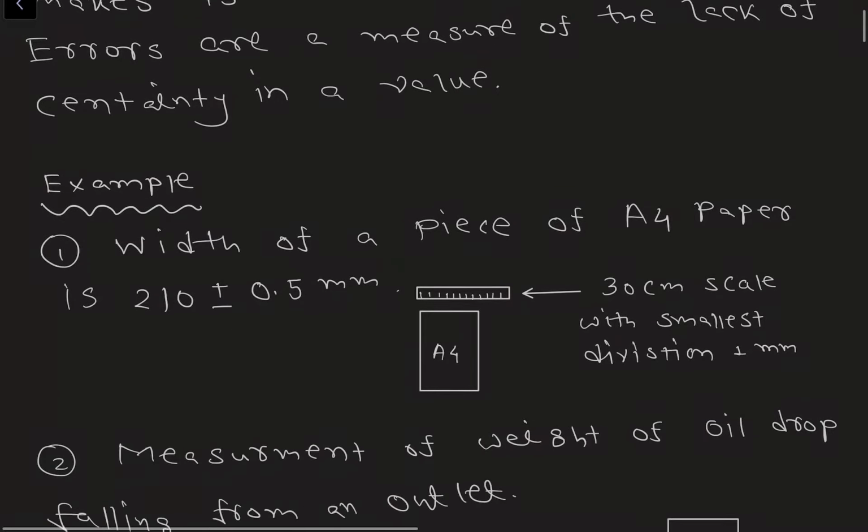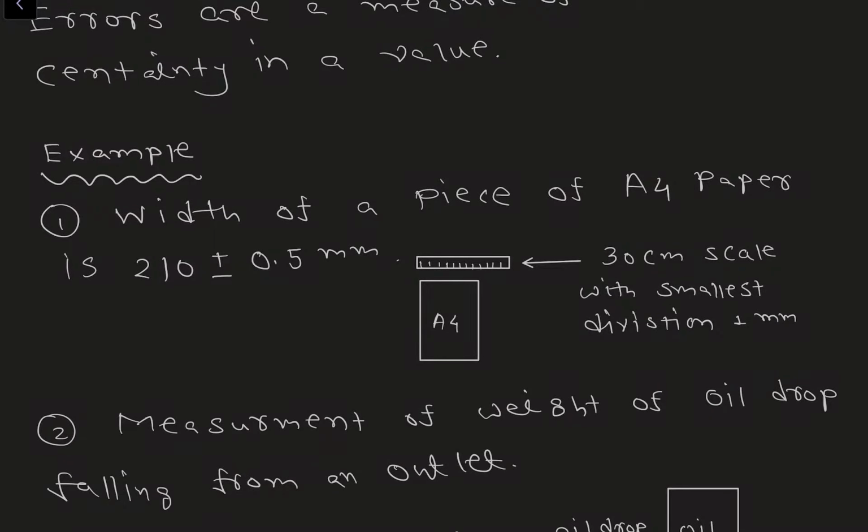Like if you are going to measure the width of an A4 size page, it is coming out to be 210 millimeter, like 21 centimeter, but you can't say if it is exactly 21 cm and 0.5 micrometer, or 21.05 cm, like that. You can't exactly measure what its exact length is. There is some uncertainty in the measurement.